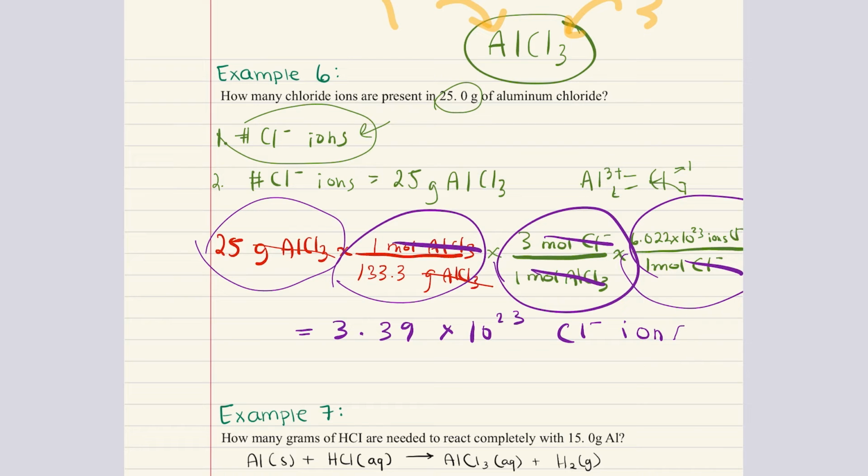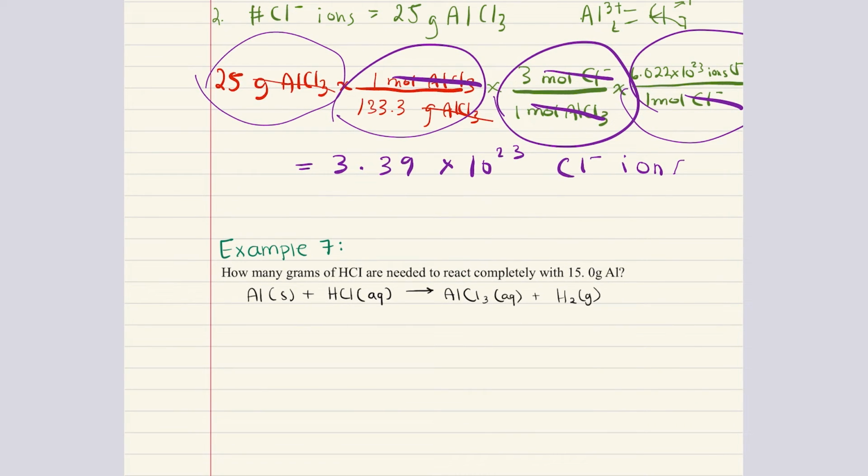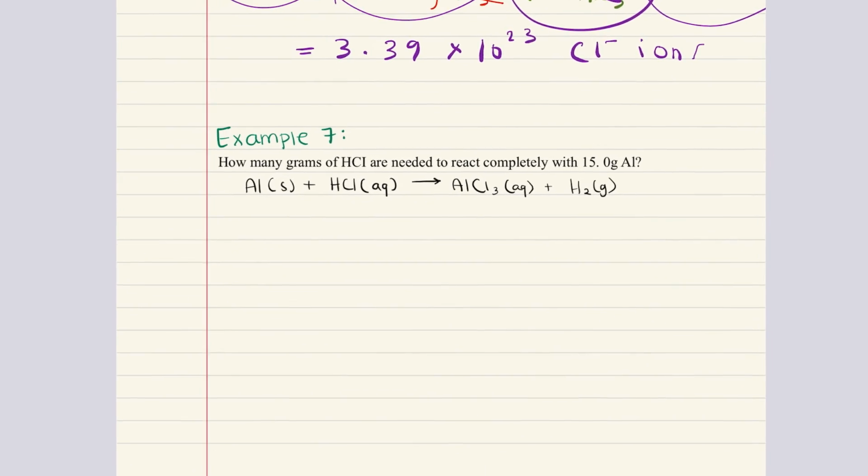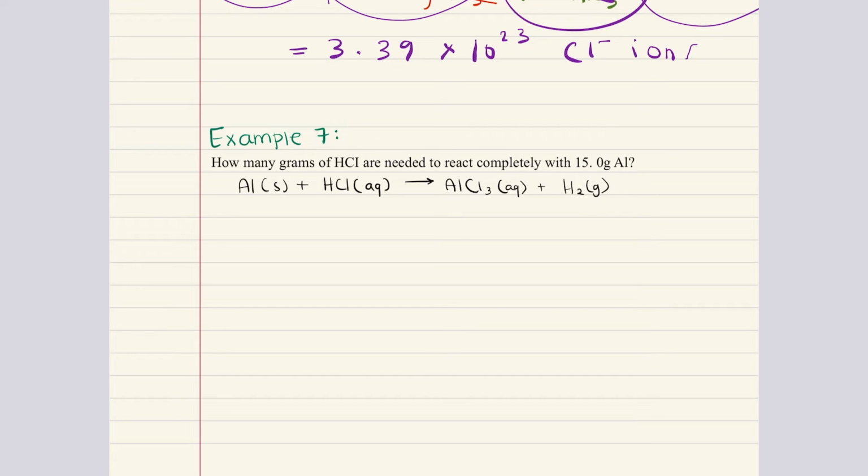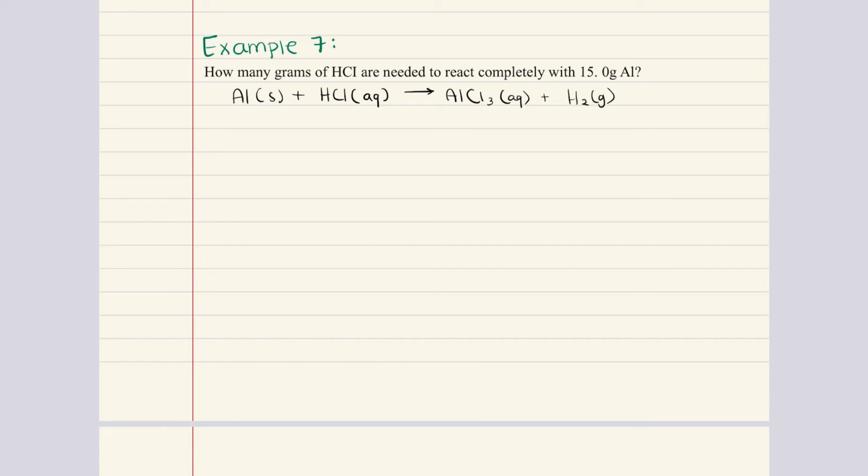We did it. Let's go ahead and do another example problem together. Okay, so this one says, how many grams of hydrochloric acid are needed to react completely with 15 grams of aluminum? Okay, so let's do this. What we have here is aluminum plus HCl gives us aluminum chloride and H2.